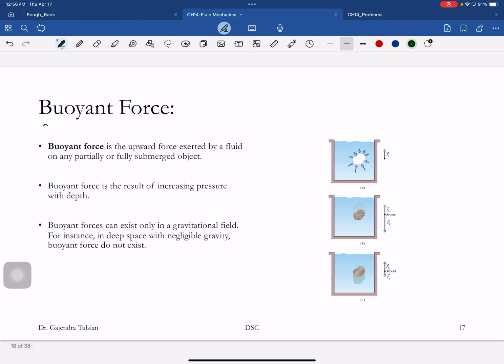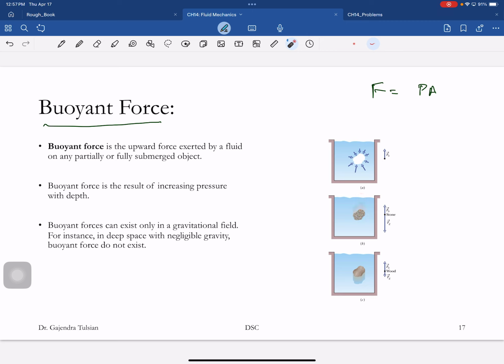All right, the next phenomenon we'll talk about is buoyant forces. You saw that as you go deeper into a liquid, the pressure increases. Force is pressure times area. So let's say you have an object like this. The pressure here is higher than the pressure here. So if you immerse an object in a fluid, it will feel an upward force.